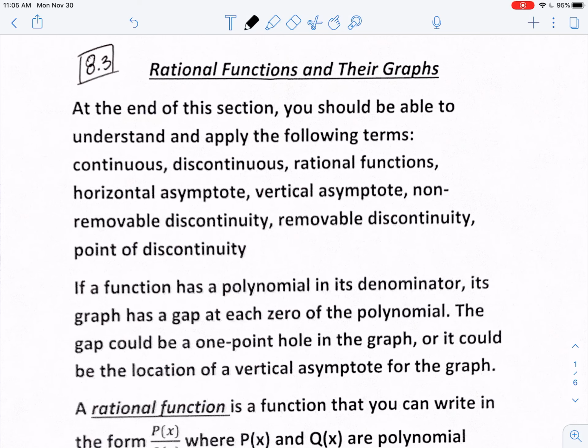Hey guys, this video is going to be about rational functions and their graphs, and I want you to be able to identify properties of rational functions and also to be able to graph rational functions. So this section is going to have a good chunk of vocabulary that goes along with rational functions. You should be able, by the end of the section, to tell if something is continuous or discontinuous.